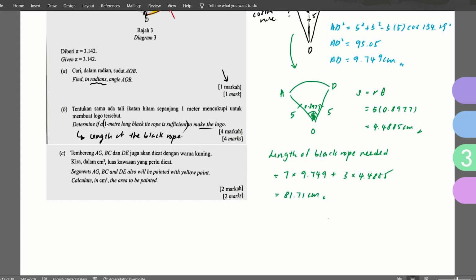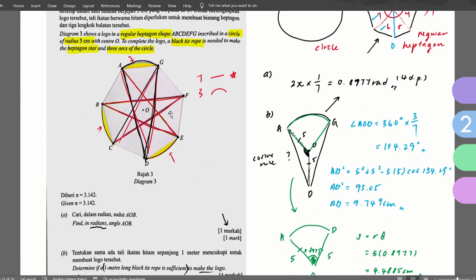And since this one is less than 1 meter, this is sufficient. So let's go to the last question and figure out the problem, which is our step 2. So here we need to identify the area painted with yellow. So it is displayed on this diagram. And for step 3, we need to find out the solution.